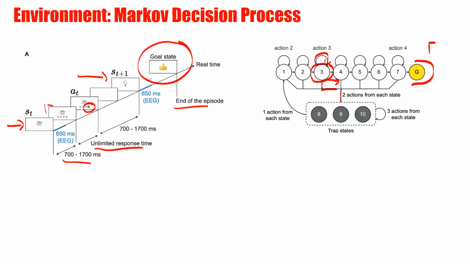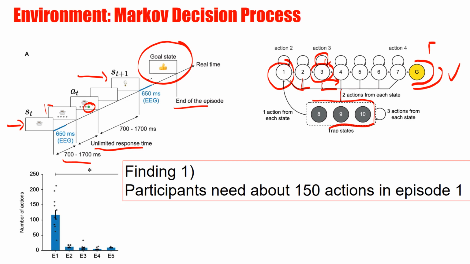So, suppose the participant starts in state number 1. It will search around. There are always 2 actions that lead down to the trap states. So the participant will spend a lot of time in the trap states. He will circle around until finally the participant will indeed reach the goal. How long does it take? Well, the participants need on average about 150 actions in episode 1. 150 actions on average until they find the goal.